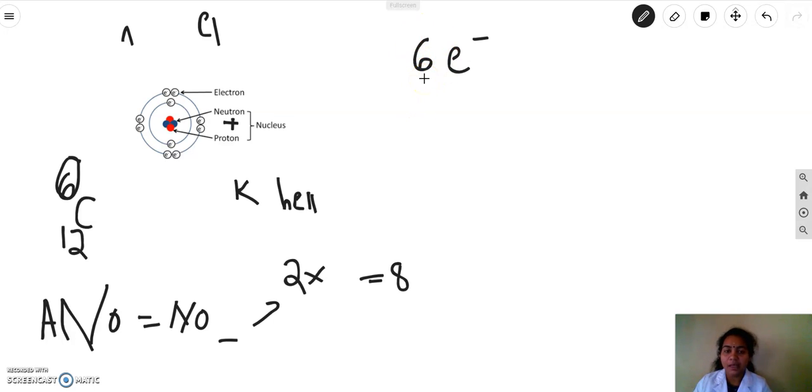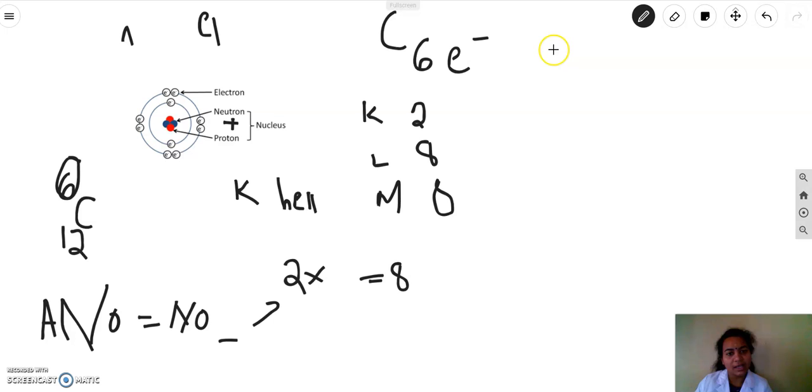In the K shell, how many electrons can we accommodate? It is 2. K shell it is 2, L shell it is 8, M shell also 8. Like this it will go. So carbon has 6 electrons. How can you write the electronic configuration?